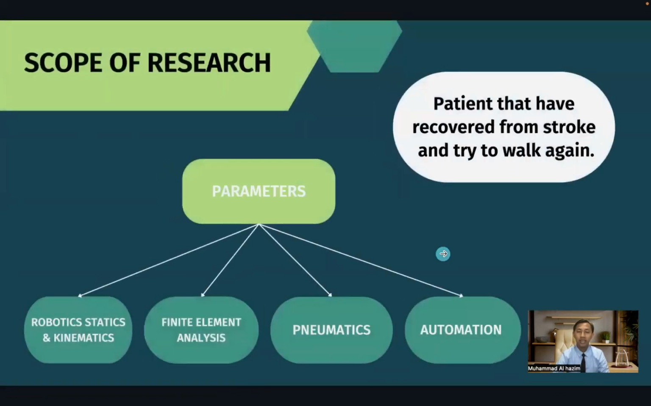With these objectives, I have come up with the scope of the research. These are the parameters that I have used to meet the project: for example, robotic, statics, and kinematics. The second one is finite element analysis. The third one is pneumatic, and the last one is automation. With these parameters, it will help patients who have recovered from stroke to try to walk again by using this exoskeleton.